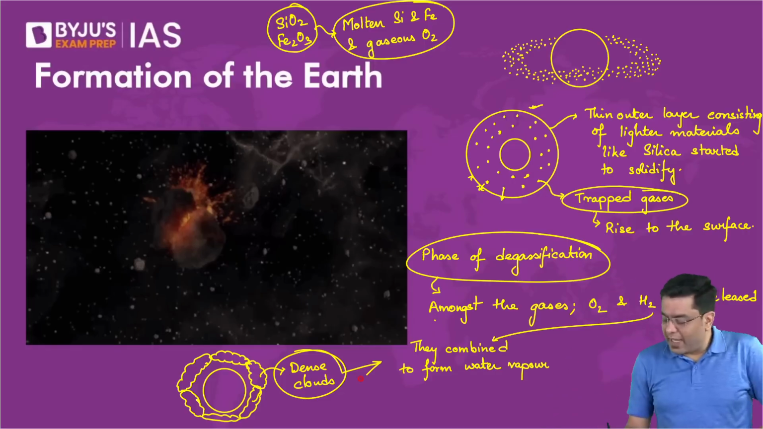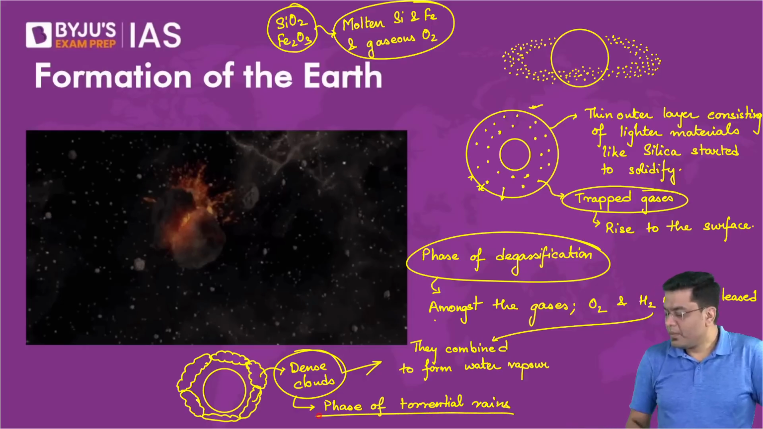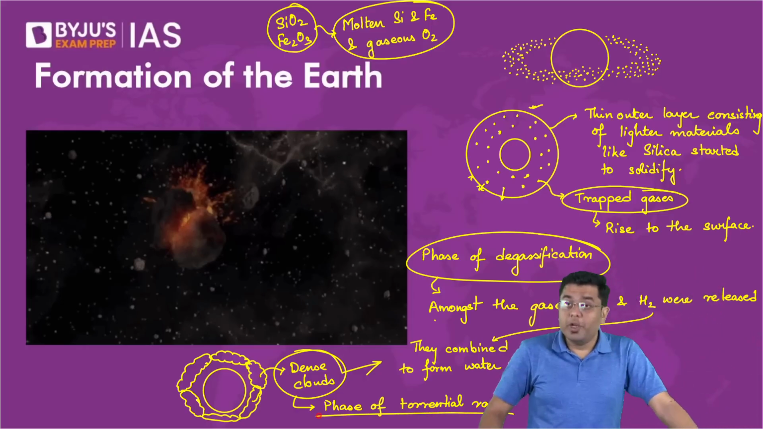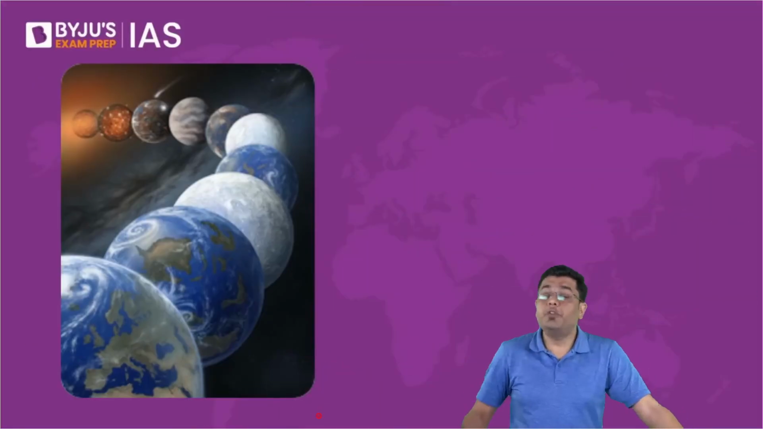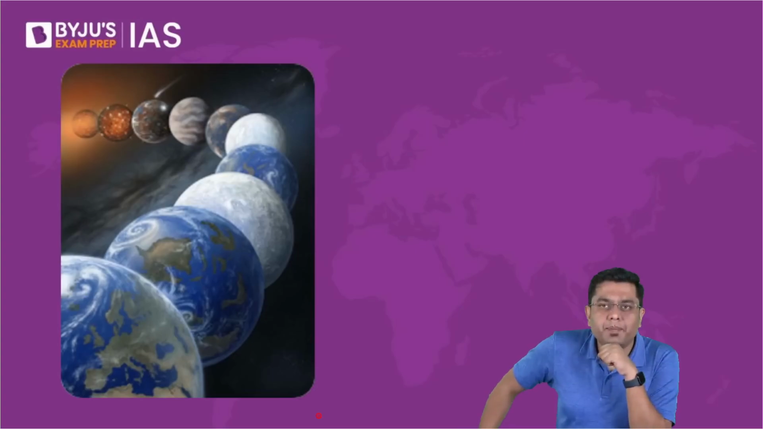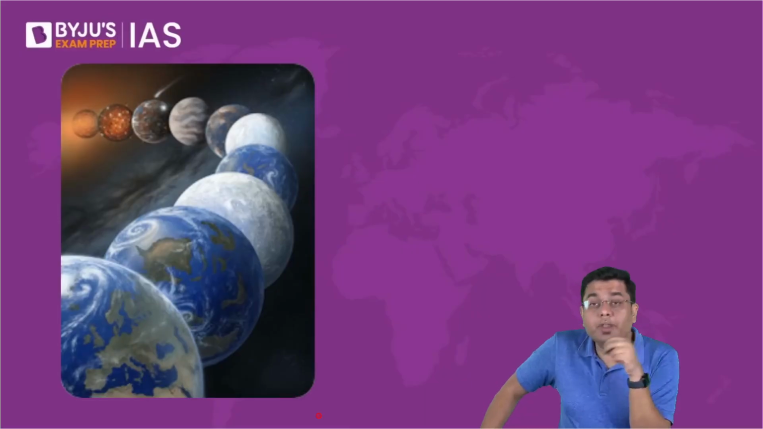So, these dense clouds led to a phase of torrential rains, which is said to have continued for 7,000 to 10,000 years and led to the existence and creation of your oceans and seas. It is at this point of time, around 3 to 3.5 billion years back, when life got created on the planet.